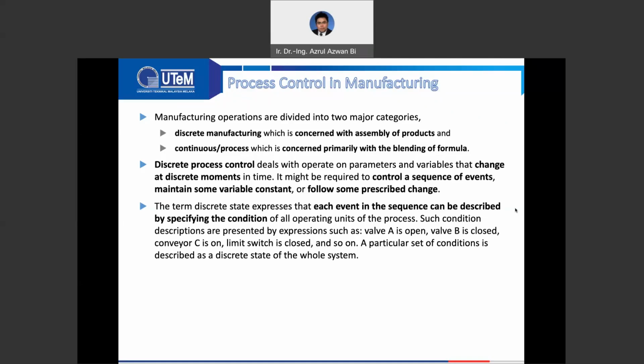The term discrete state expresses that each event in the sequence can be described by specifying the condition of all operating units of the process. Such condition descriptions are presented by expressions such as valve A is open, valve B is closed, conveyor C is on, limit switch is closed, and so on. A particular set of conditions is described as a discrete state of the whole system.